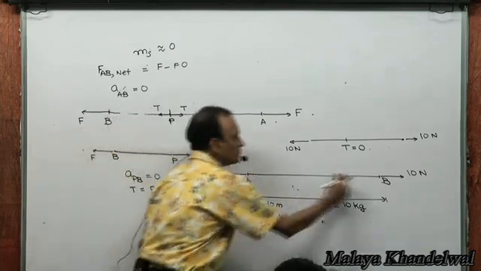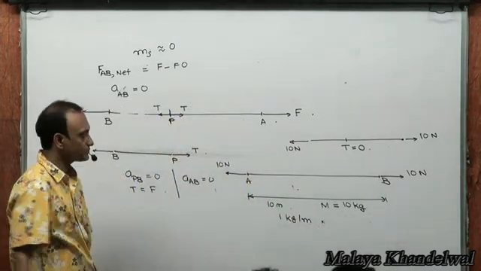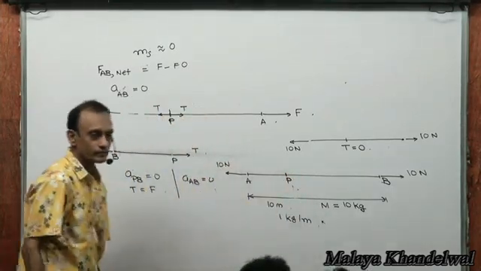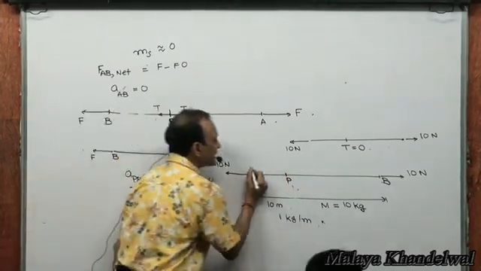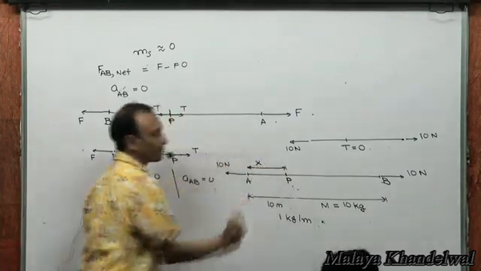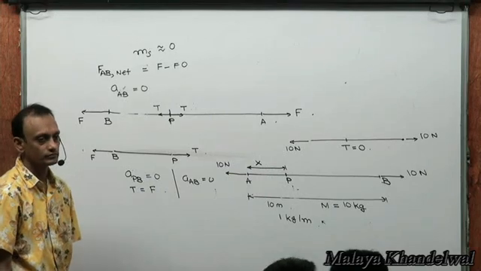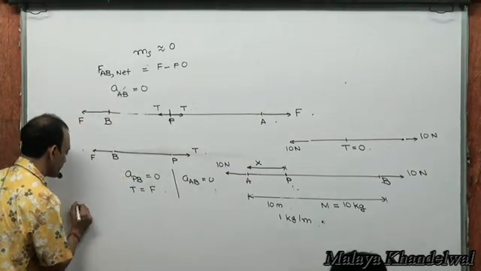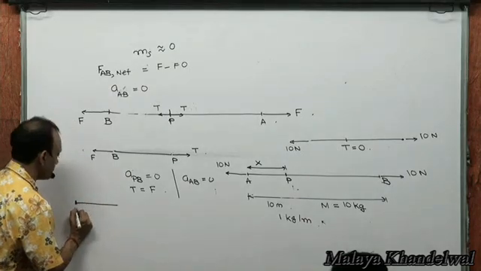So every element of the string will have 0 acceleration. Now if I want to find the tension at a point P of the string, at a distance x from A, look at the free body diagram of AP.